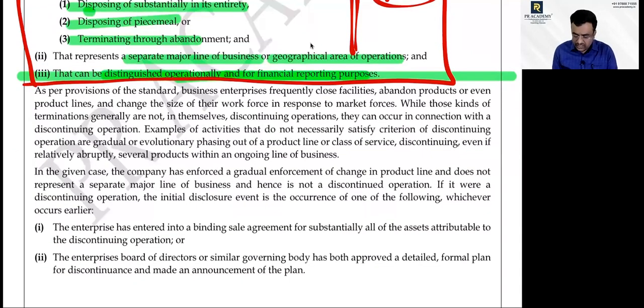Okay. In the given case, the company has enforced a gradual enforcement of changing a product line and does not represent a separate major line of business.